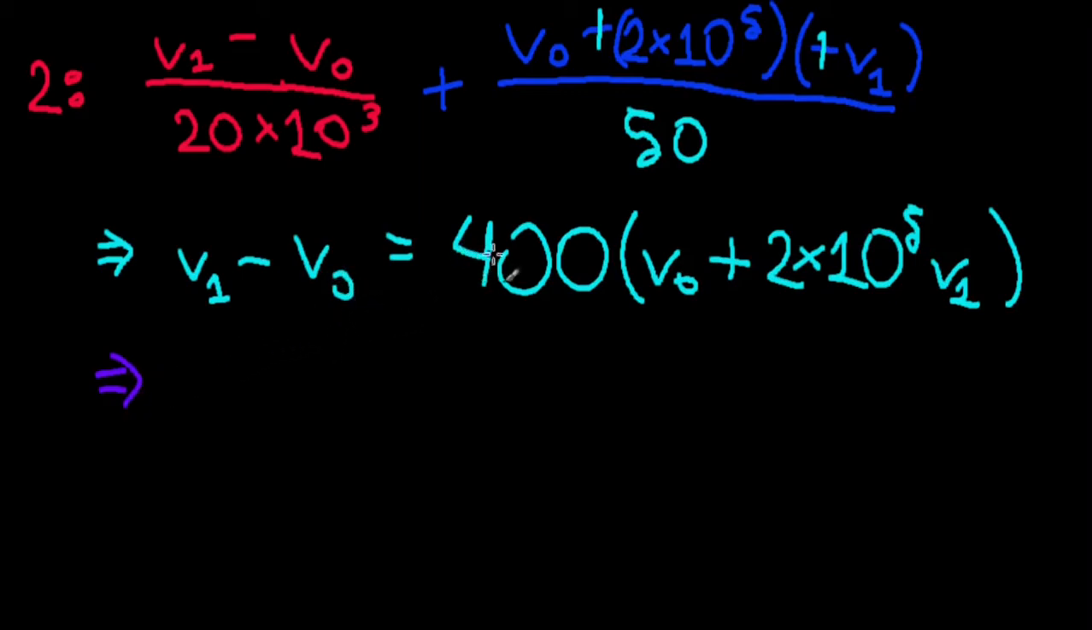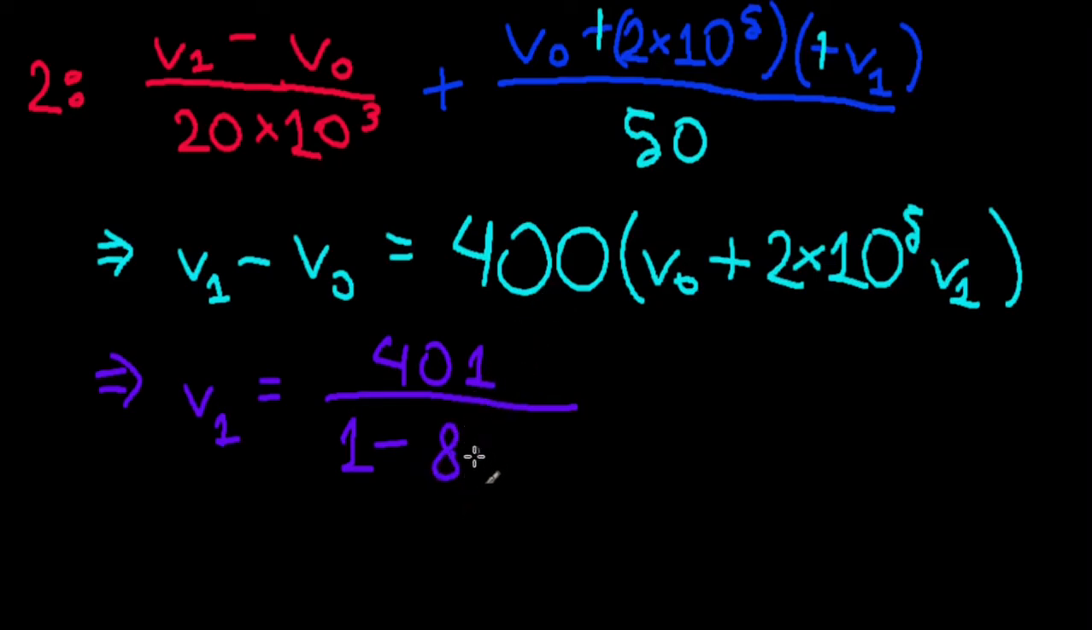Okay, so V1, if I do this pretty quick, the factor here is going to be 401 on the numerator, and in the denominator you have 1 minus 400 times 2 times 10 to the 5. So I'll write it as 8, 4 times 2 is 8, times 10 to the 7. All right. And this is multiplied by V naught.